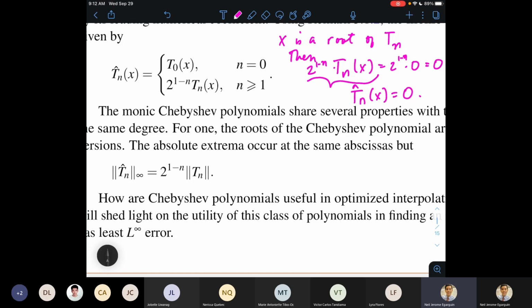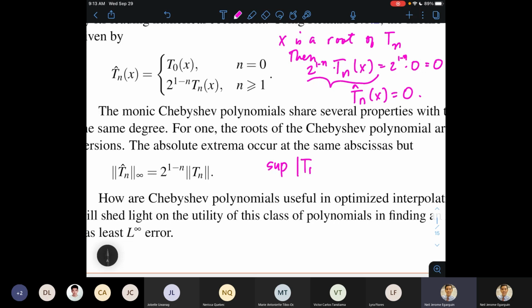Remember, ang L infinity norm ay yung maximum lang ng absolute value. Pero alam natin yung maximum ng T sub n ay 1 at minimum ng T sub n ay minus 1. Pag kinuha niyo yung absolute value, that means the supremum of T sub n of x. So maybe I should write that down.